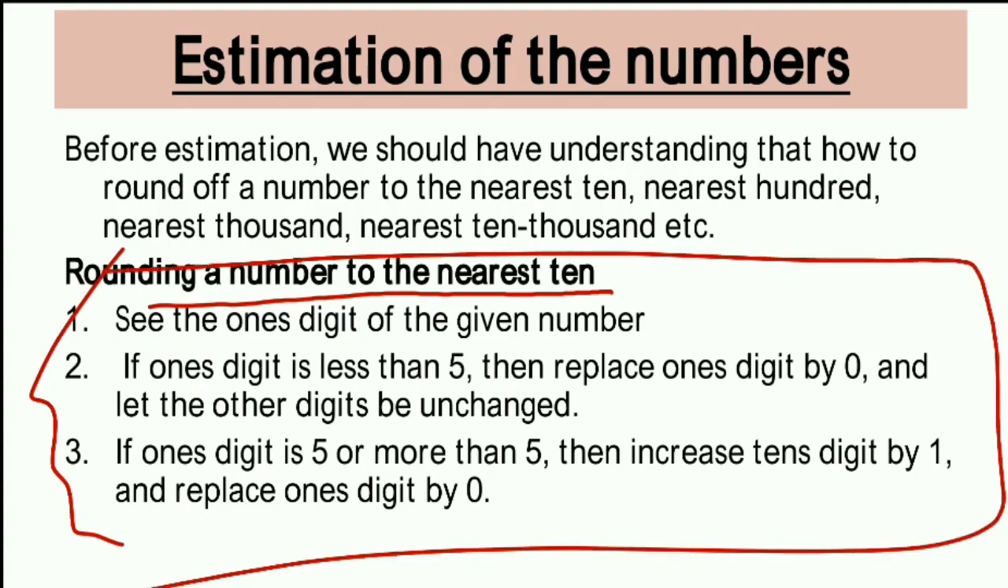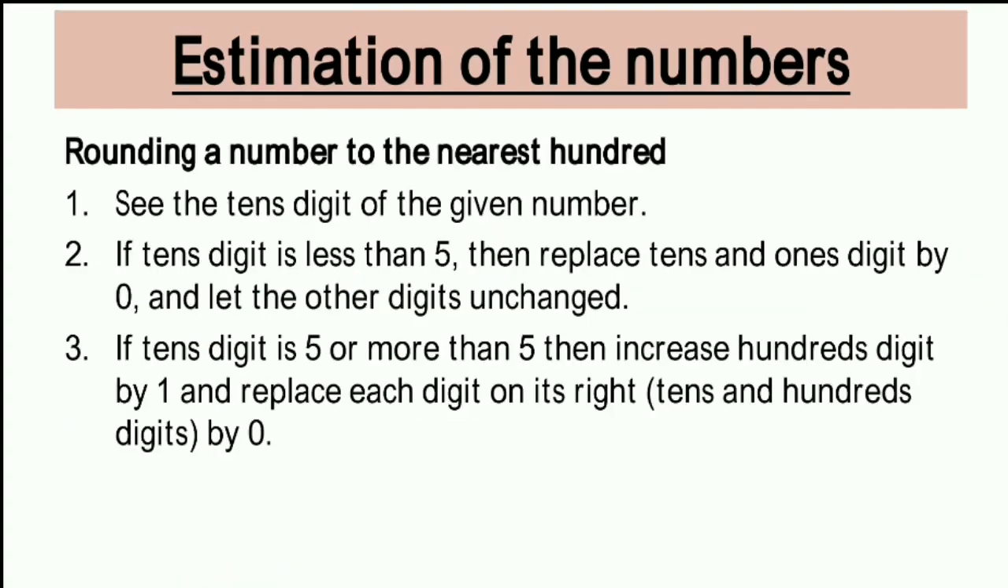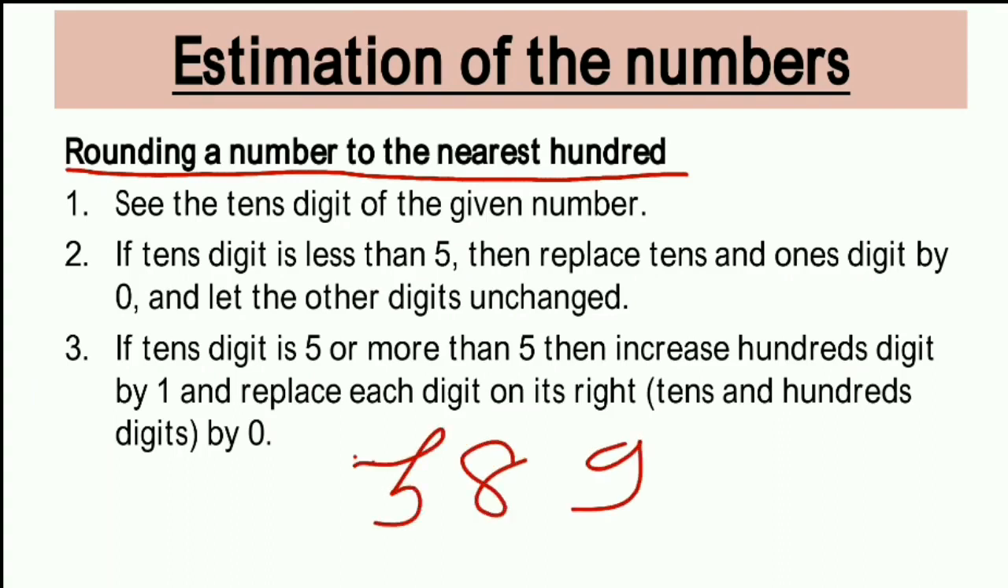Okay. Now the second one: rounding a number to the nearest 100. Very simple. If I write 389, and we have to round this number to the nearest 100, ones, tens, hundreds. If we have to round to the nearest 100, just before the hundreds digit, which digit is there? The tens digit is there.